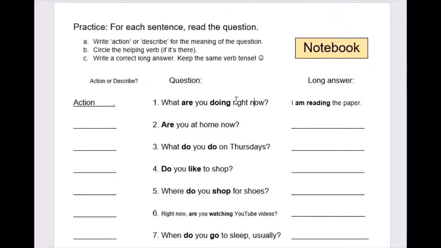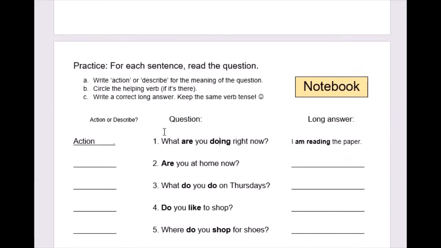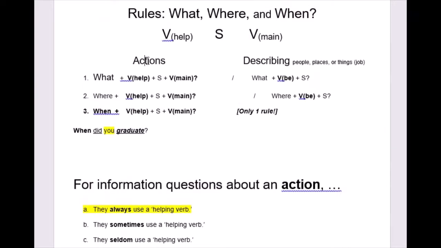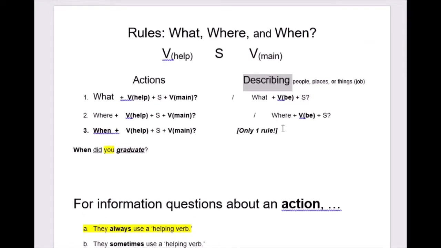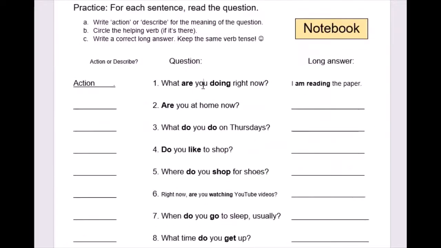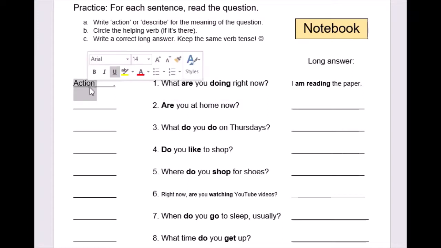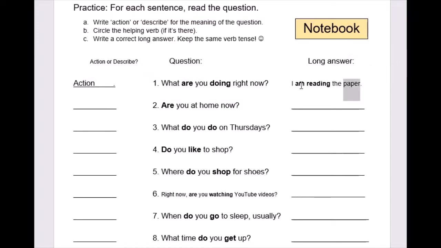Okay, so for the practice, read the question first. Okay, what are you doing right now? All right, write action or describe for the meaning of the question. Is it asking about an action, or is the question describing people, places, things? So what are you doing right now? It's asking about an action, okay? And the long answer, I am reading the paper, okay? So you can make up your own answer, okay?